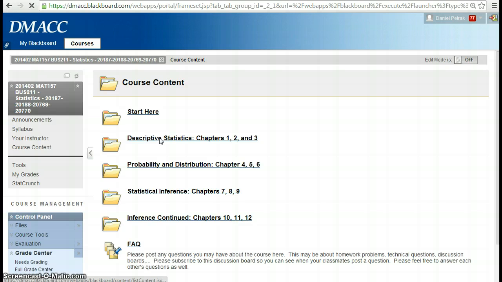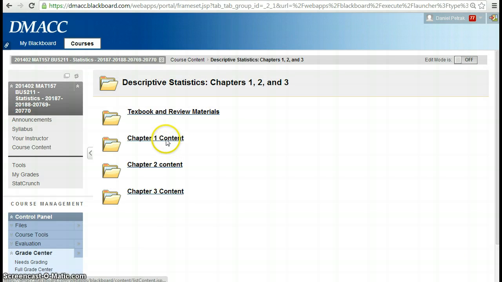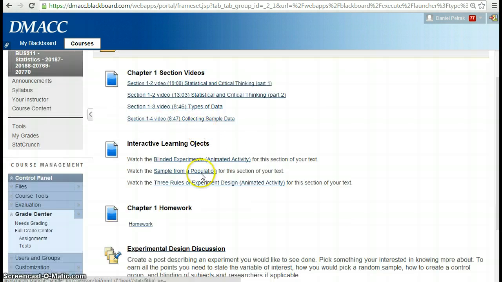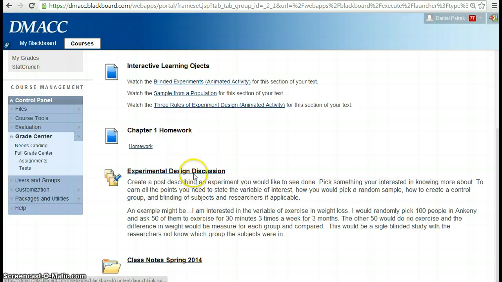So in chapters 1 through 3, the chapter 1 content, you should have this experimental design discussion board done. Be sure to comment on at least 2 other people to get full credit. If you submit tonight and let's say there's something wrong and you need to fix it, you can still earn full credit, but you do need to submit by tonight at midnight.